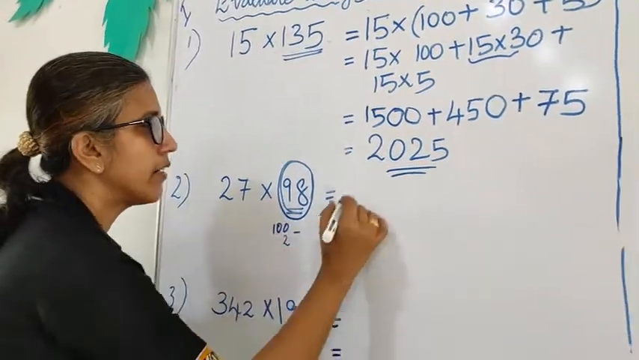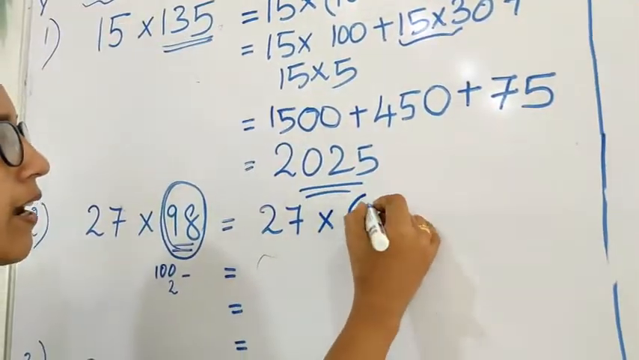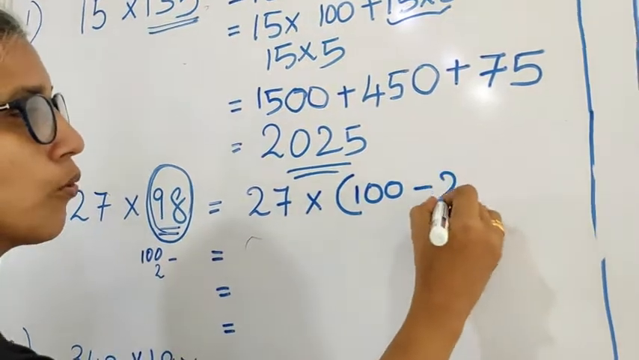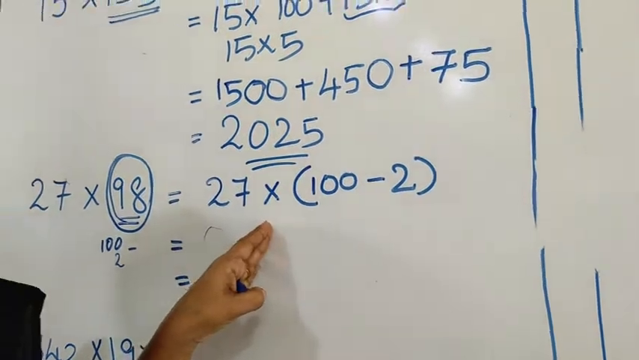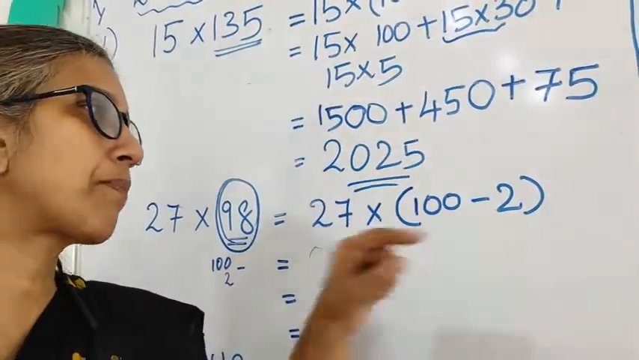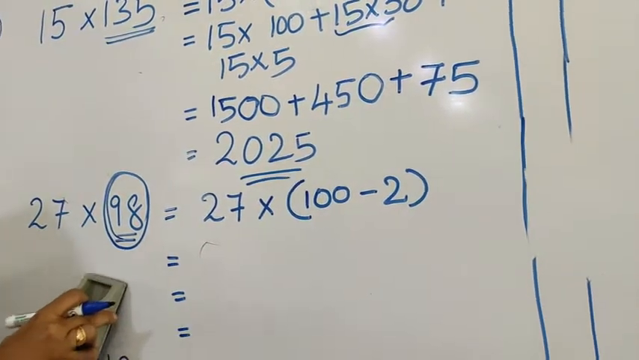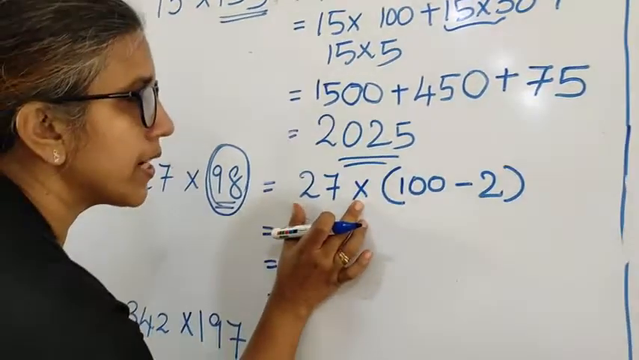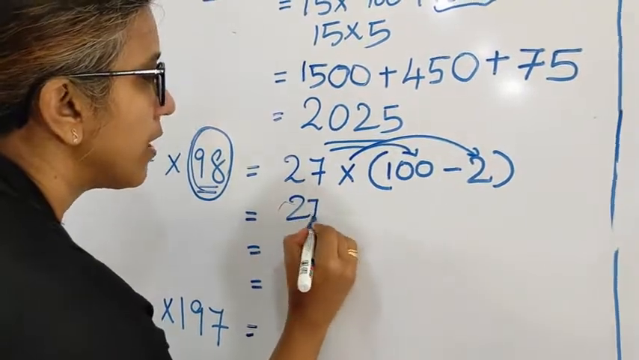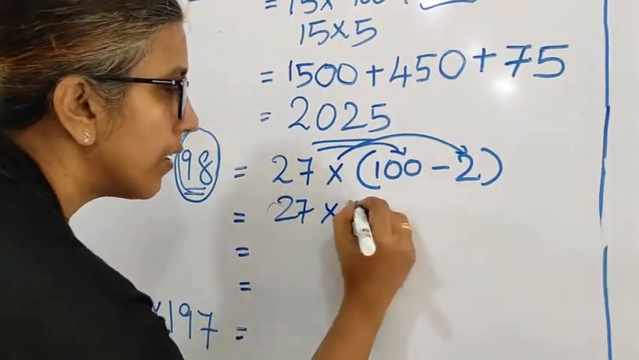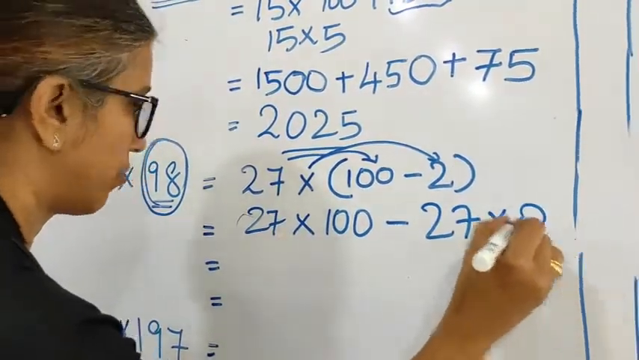So here I will do it like this. 27 into, instead of expanding, I will do 100 minus 2, and it will be in the form A into B minus C. That is the distributive property of multiplication over subtraction. So what is A into B minus C? It is A into B minus A into C. So here I have to distribute 27 to 100 and 27 to 2. So 27 into 100, that operator is very important, minus 27 into 2.